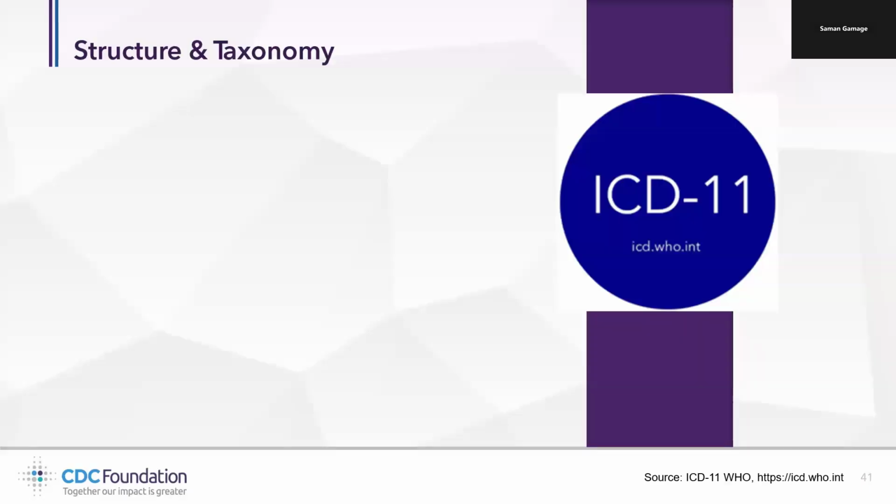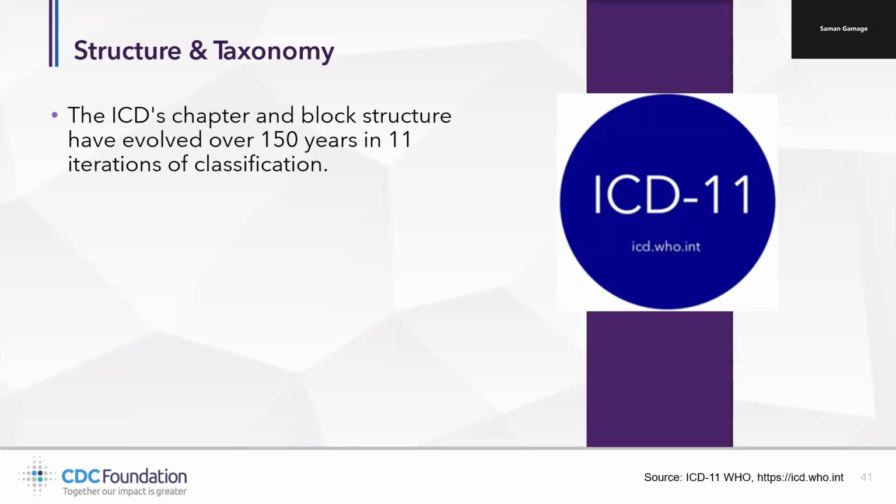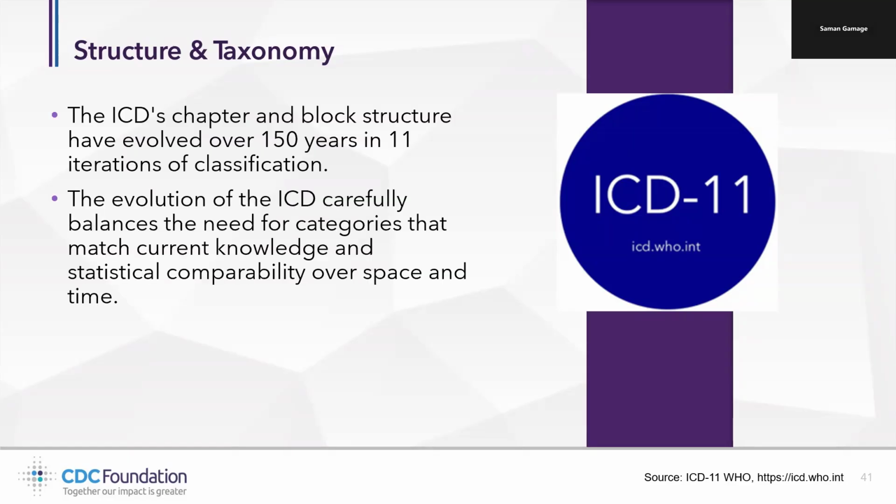Let's discuss the structure and taxonomy. The ICD's chapter and block structure have evolved over 150 years in 11 iterations of classifications. The evolution of the ICD carefully balances the need for categories that match current knowledge and statistical comparability over space and time.